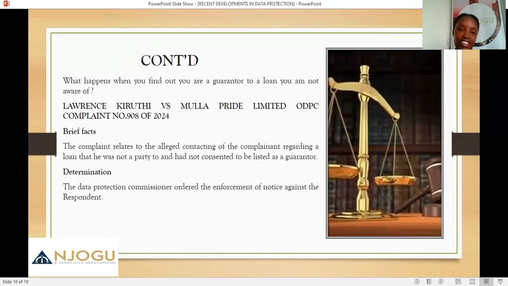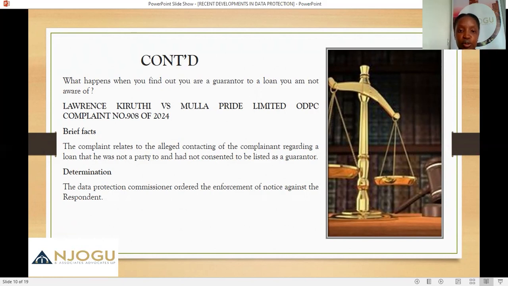To our fourth case scenario. What happens when you find out you're a guarantor to a loan you are not aware of? This is crazy. And we all know, or if we do not know, if you're a guarantor and the person who took the loan defaults to pay, you pay. All of a sudden you wake up in the morning and you're being called that you're a guarantor to a loan to a circle you are not aware of. What do you do? Let's look at the brief facts.